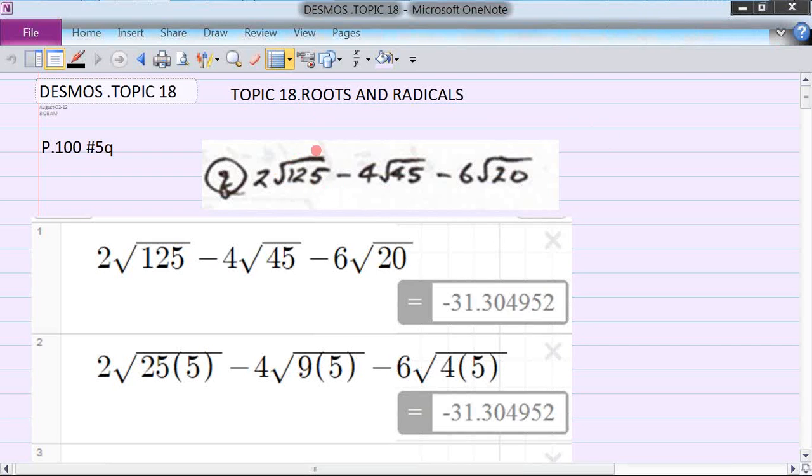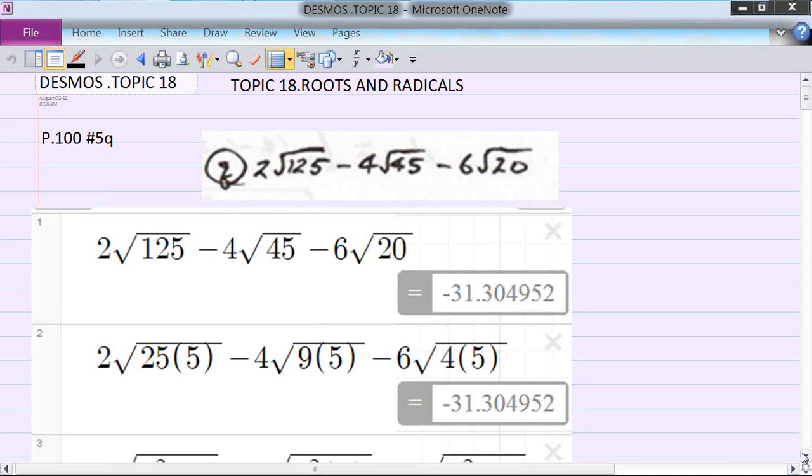We're going to look at topic 18 and see how we can apply Desmos to this. The first problem we're going to do is page 100, number 5Q. I've entered this equation in here, and I get this number here as the solution.